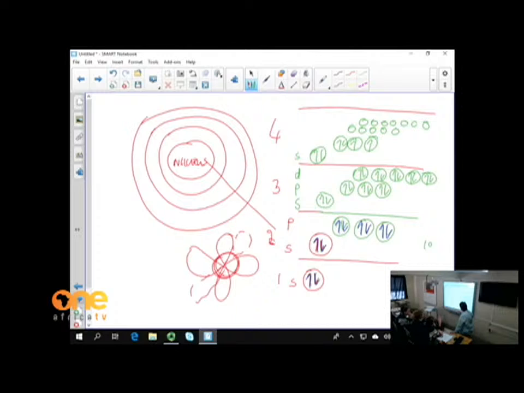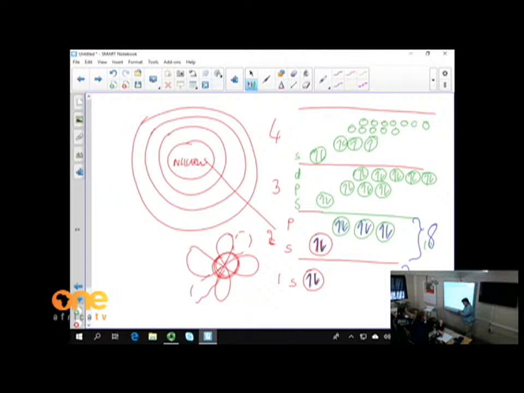Wait, where are you now? By this? There. But this P sublevel consists of 1 S and 3 Ps. So there is place for 4 pairs. Do you understand? In total, I have 8 electrons there. I have, in total, 2 electrons there.